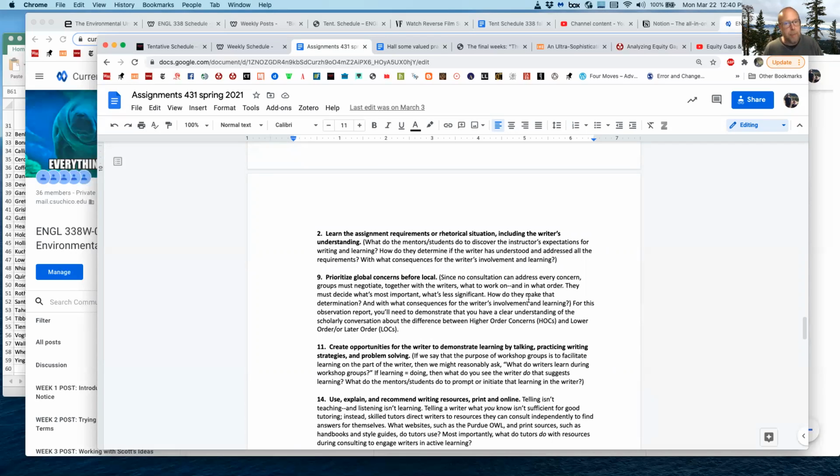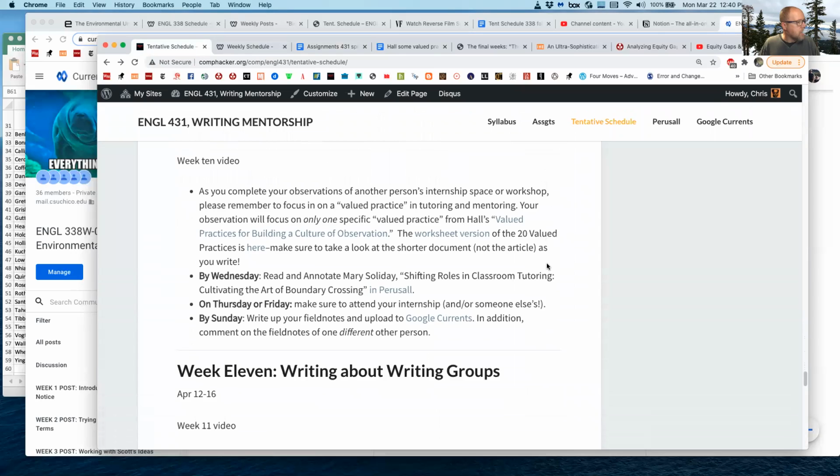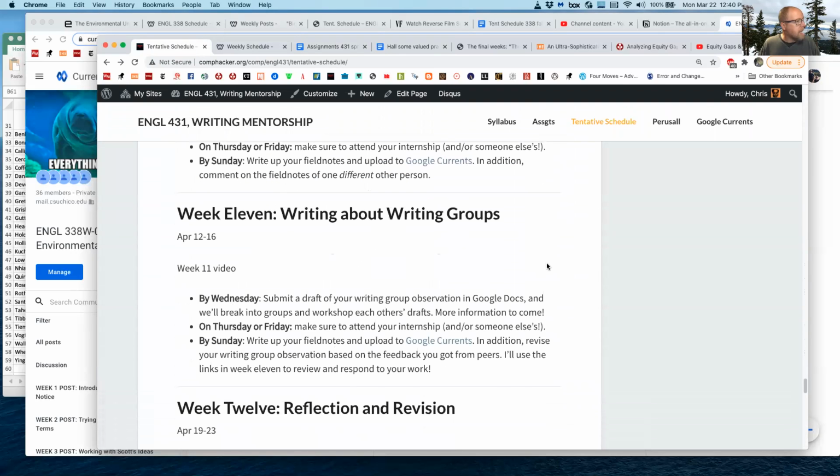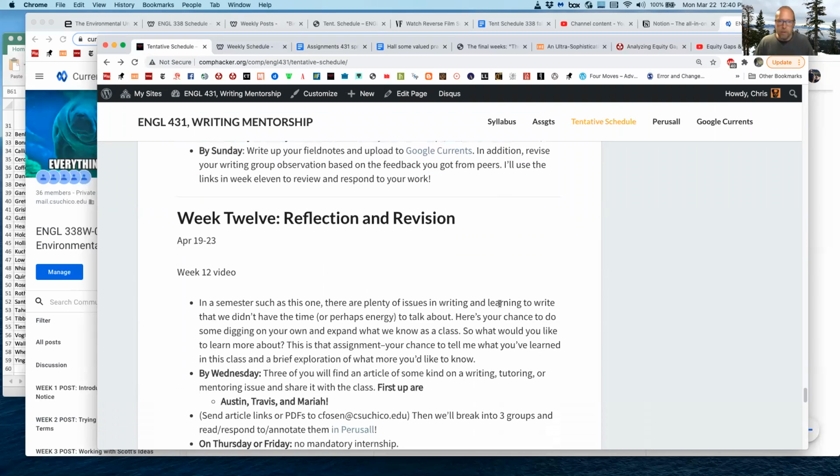It's going to have to happen pretty quickly because you will notice that what we want to do with this paper is we want to turn it around rather quickly. You'll see week 10 studying writing groups, week 11, which is mid-April. I'm hoping you're going to submit a draft of your observation in Google Docs, and then we can start to wrap up the course.